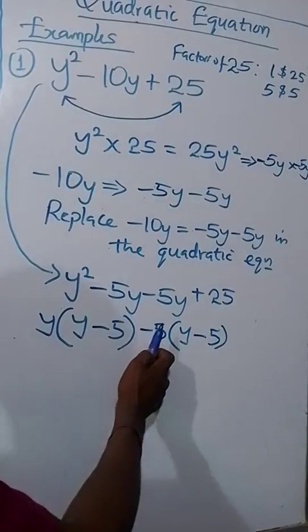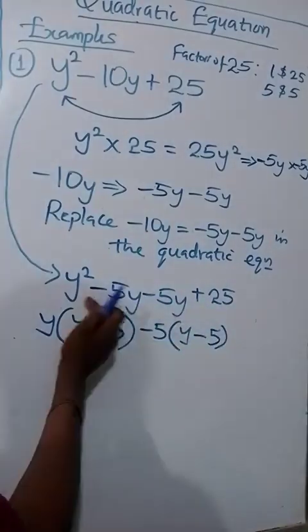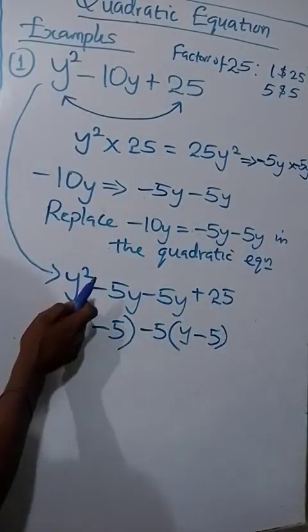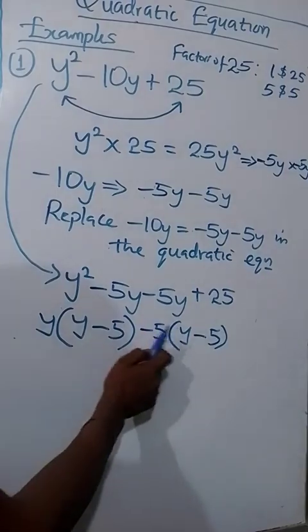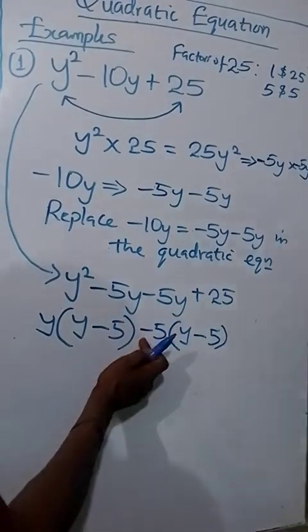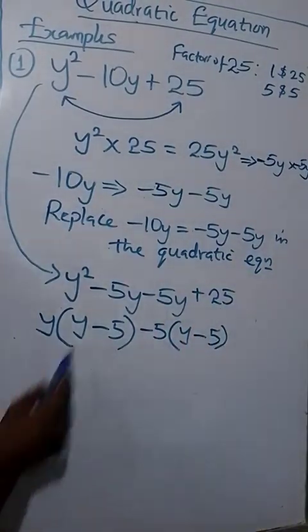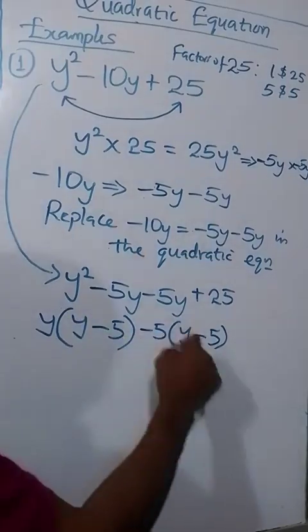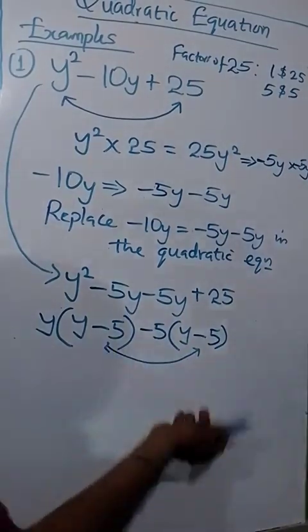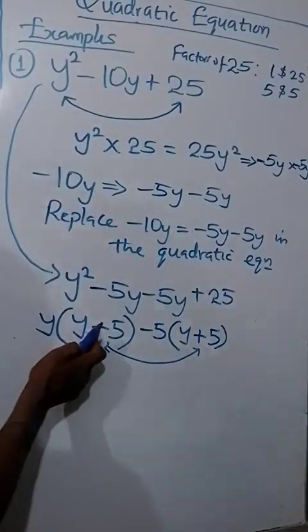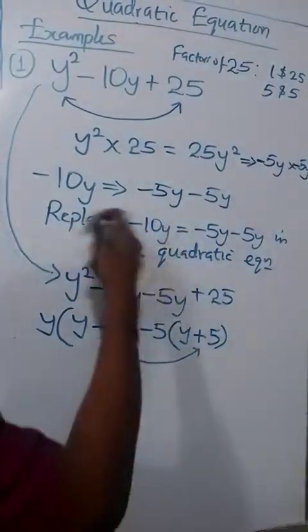If you multiply this value with the numbers in the bracket, you are going to get all of this back. Let's try it. Y times y gives y squared. Y multiplied by minus 5 gives minus 5y. Minus 5 multiplied by y gives minus 5y. Minus 5 multiplied by minus 5 gives plus 25. Can you see that? And note that our values in the bracket must be the same. If, for example, you have plus here and minus here, that means something is wrong. You have made a mistake here.